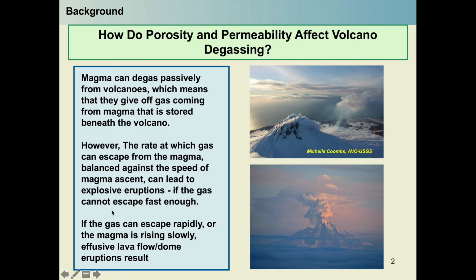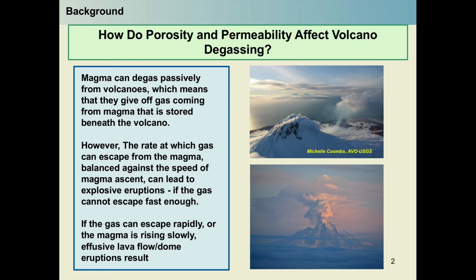The rate at which gas can escape from the magma, balanced against how fast the magma is rising to the surface, can tell you a lot about whether the volcano is going to erupt explosively or effusively. If the gas cannot escape from the magma fast enough as the magma rises, you build up big gas overpressures in the conduit, and that can lead to really violent eruptions, so Plinian-style or Vulcanian-style explosive eruptions. If the gas can escape easily and quickly before the magma rises to the surface, or the magma is rising really slowly, you tend to have effusive eruptions, so lava flows and lava domes can result.